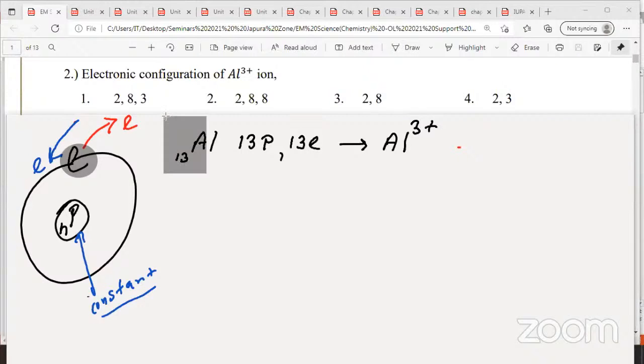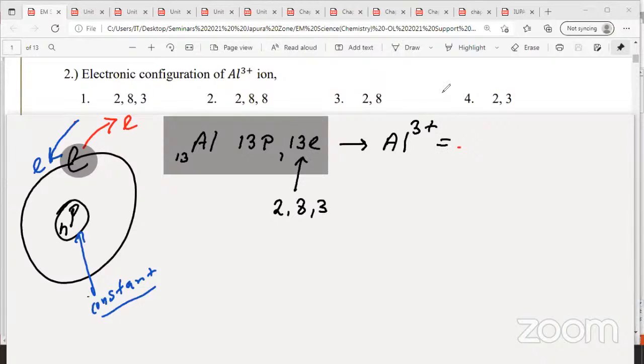So you can see in aluminium there are 13 protons and 13 electrons, so it is electrically neutral. The configuration of aluminium is 2, 8, 3, total 13. If you don't know the atomic number of aluminium, that is the end of your chemistry. That's why I told you the first 20 elements you have to remember, otherwise you cannot do chemistry questions. Right, Al3+, how many now?